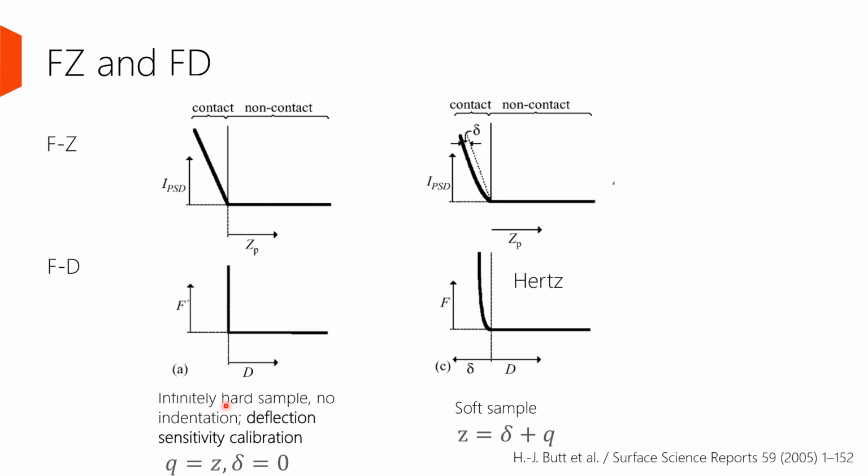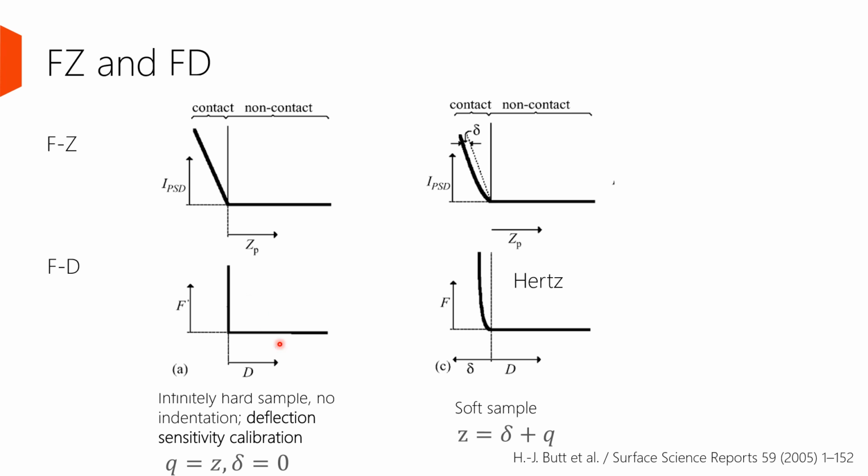So how do these scenarios look in the real graph? Basically, if the tip is in contact with an infinitely hard sample, in here, how much the z piezo moves is equal to how much the deflection of the cantilever. But in this graph, it's in voltage. If this is calibrated in nanometers, the slope of this contact regime in the FZ curve is 45 degrees. If it's converted to an FD curve, the contact regime is going to be 90 degrees.